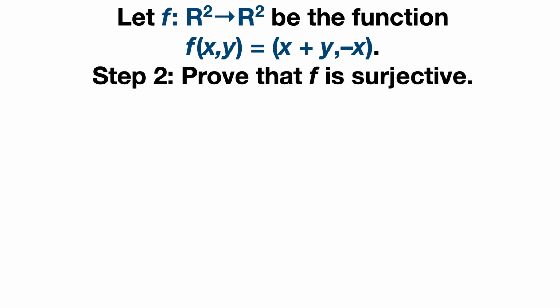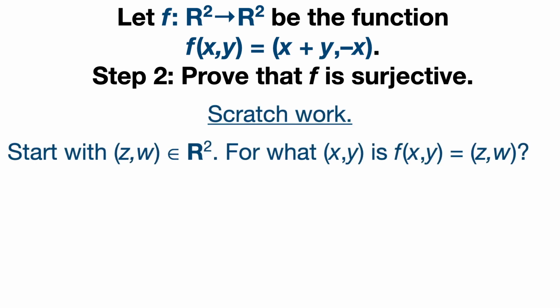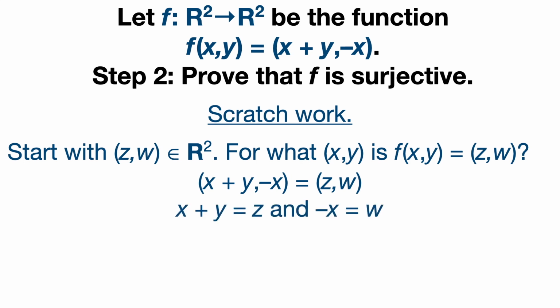Now let's prove that f is surjective. Again, we'll have to do some scratch work ahead of time. We begin with a generic target element, (z, w) in the codomain. We want to find an element (x, y) in the domain such that f of (x, y) equals (z, w). When we plug (x, y) into f, we get (x plus y, negative x). So we need (x plus y, negative x) to equal (z, w). If they are to be equal, the first coordinates must be equal, as must the second coordinates. That is, x plus y equals z, and negative x equals w.